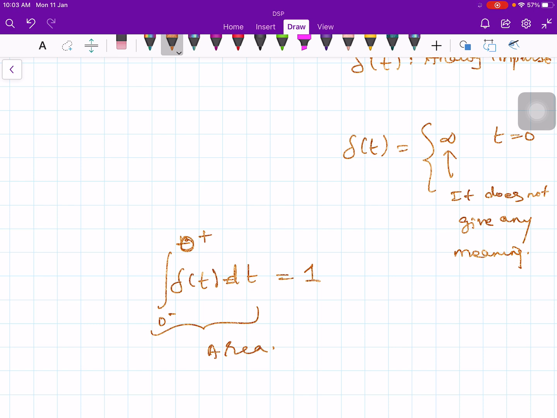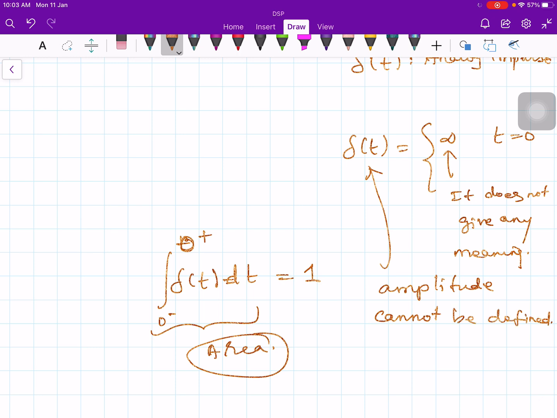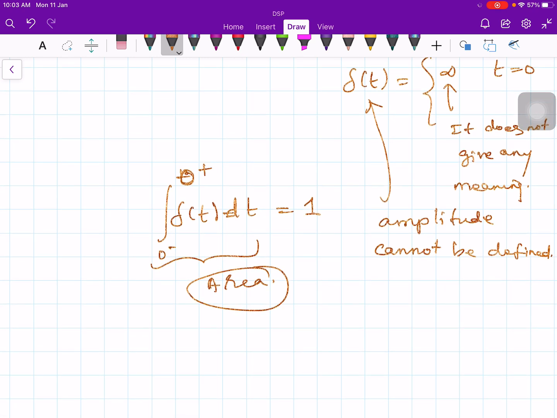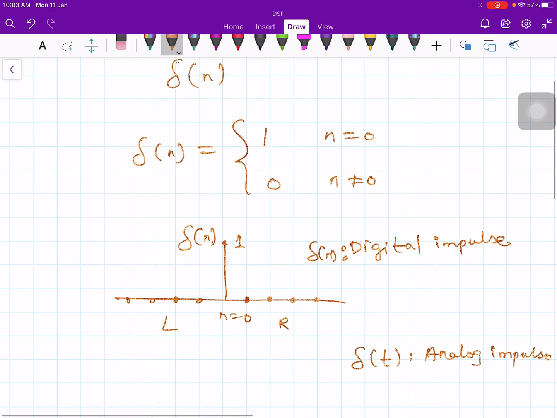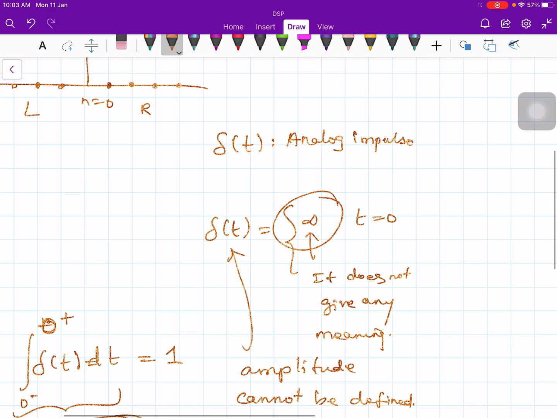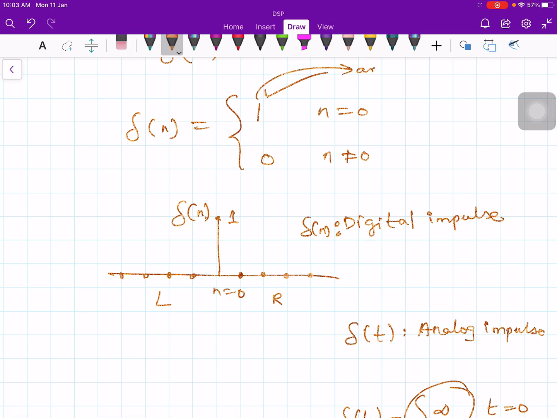This creates a lot of problems because it is not a function in the ordinary sense. It is an unlimited function, so the amplitude cannot be defined. It can be defined only in terms of area. However, there is no such problem in a digital impulse. Very simple, the amplitude is 1 at n equals 0, and 0 everywhere else. That's it. It's a very simple function.